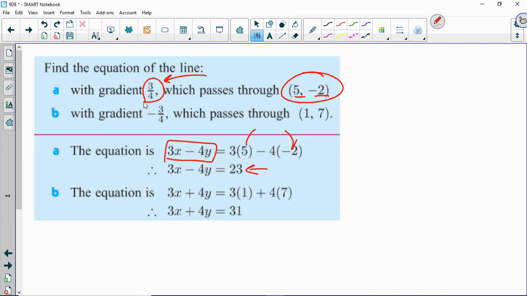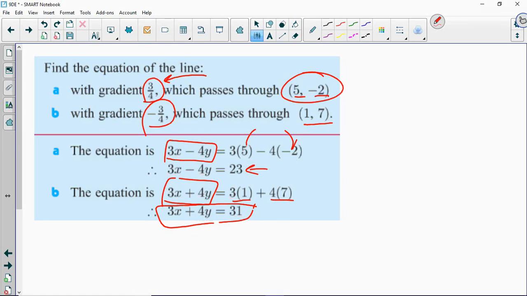In the second example, we had a slope of -3/4. So we're going to write 3x plus 4y and it goes through (1, 7). So it's 3 times 1 plus 4 times 7. That equals 31. So that's our standard form.